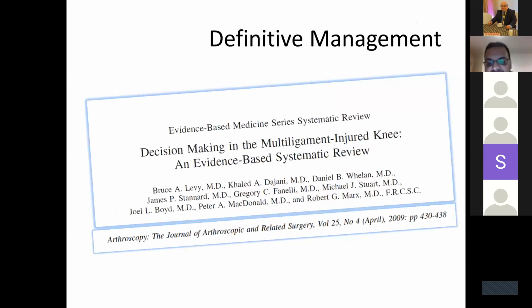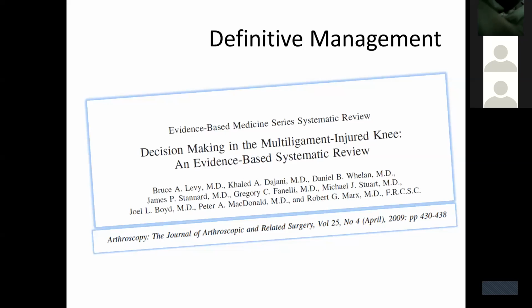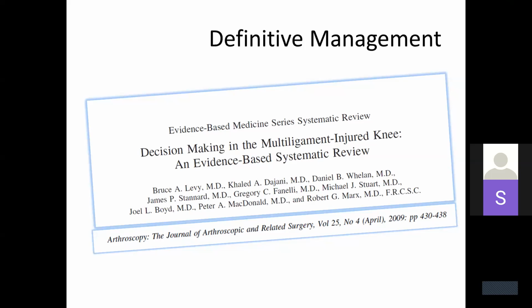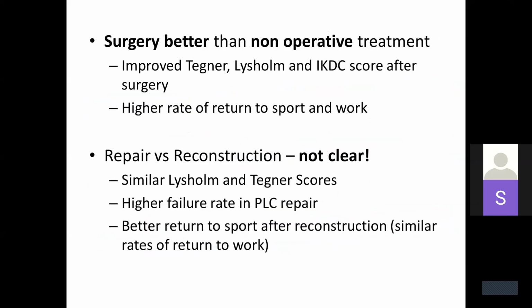So the definitive management is something we talked about in the literature, but is probably mostly based on level 3 and 4 evidence. The type of injury is so rare that there aren't any hard randomized controlled trials or prospective studies to really inform our decision. But certainly this is a very useful paper that talks about the pearls of definitive management of multi-ligament injuries. And largely what we know is that operative management is better than non-operative management in terms of functional outcomes and return to sport.